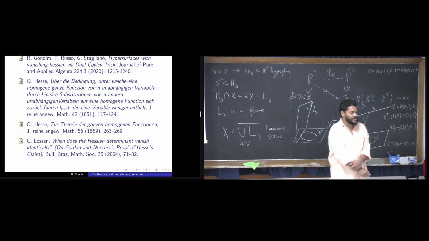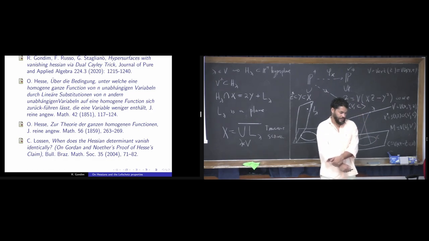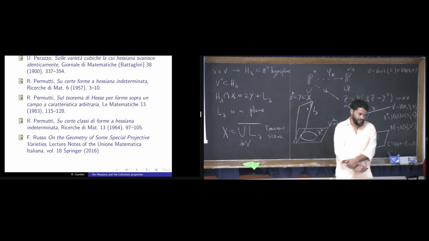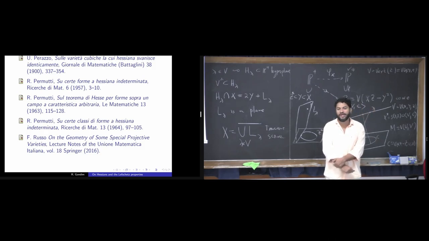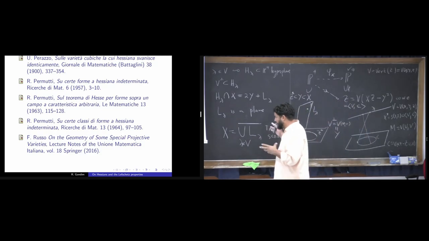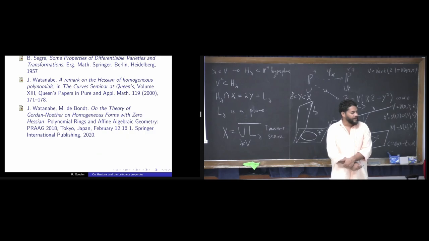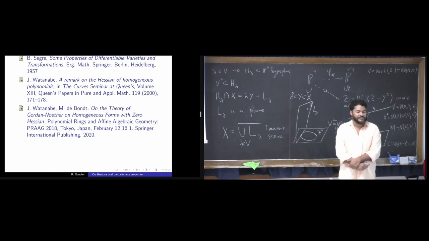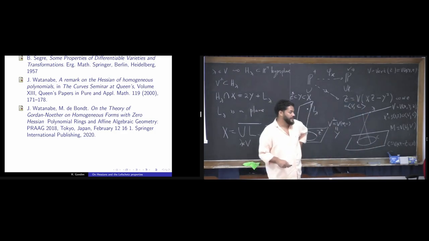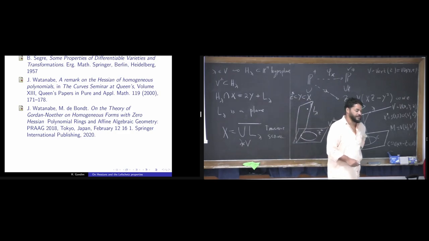Lossen is essentially a revisit of Gordan-Noether's original work, Gordan-Noether's proofs of Hesse's claim. Perazzo is the original work of Perazzo, a series of papers, and this is Russo's book on the geometry of some special projective varieties, where in chapter 7 there are lots of results about Gordan-Noether theory and also the connections with Artinian Gorenstein algebras. Segre, Beniamino Segre, is part of the development of the hypersurfaces. Watanabe and others also revisit the original work of Gordan-Noether.